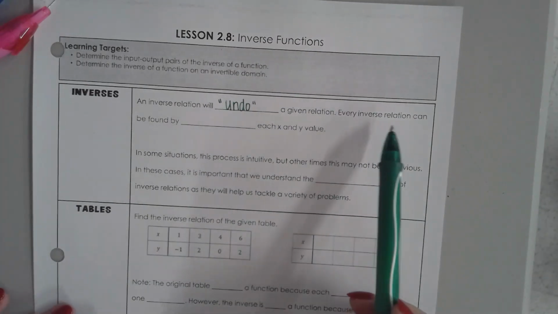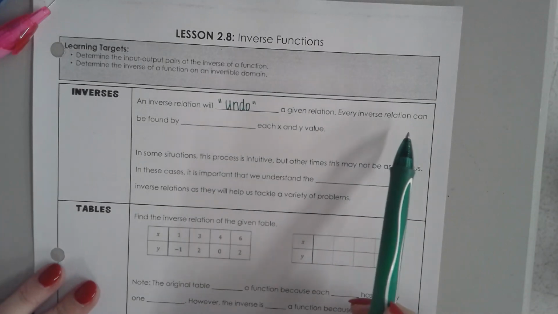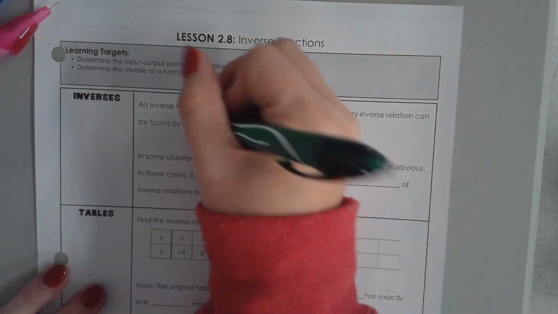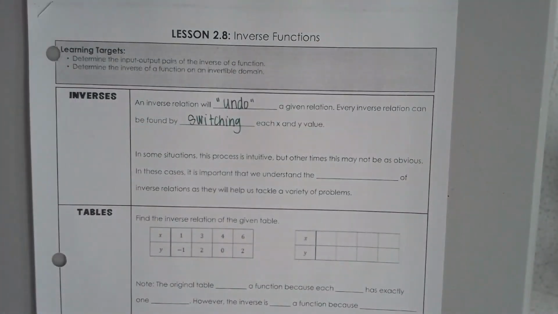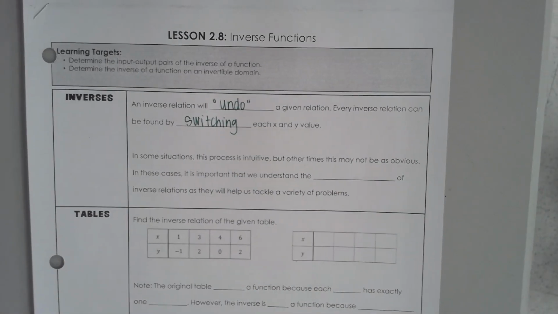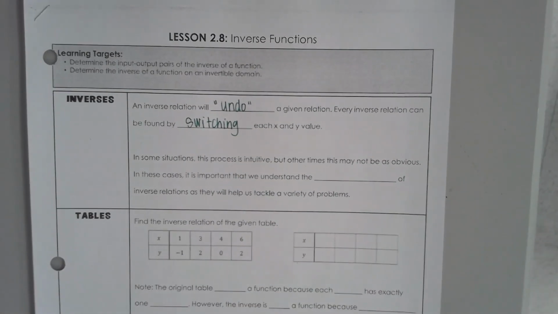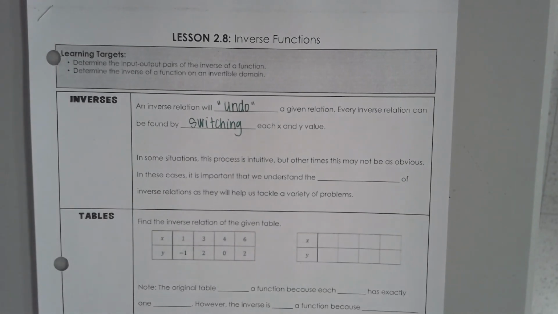So every inverse relation can be found by switching each x and y value. So with inverses, the x's and y's are switched. If I have one function and I look at its table and I find its inverse, the x's and y's are flip-flopped. So in some situations, finding the inverse is super straightforward, super obvious.